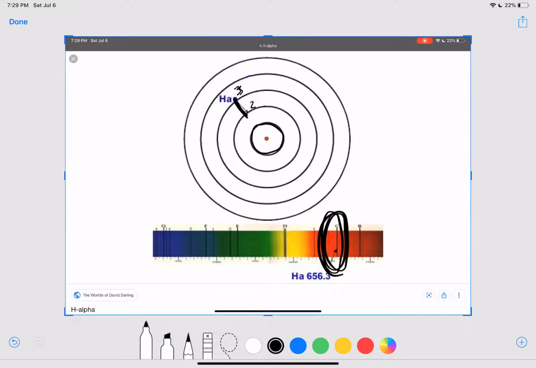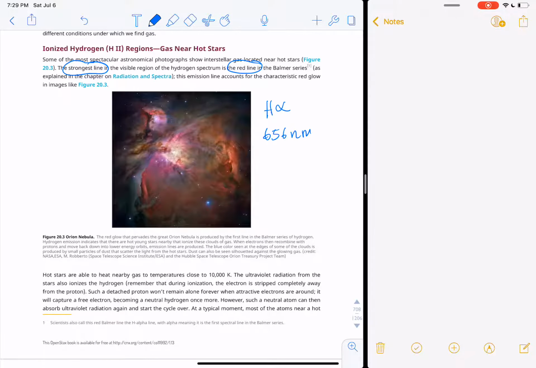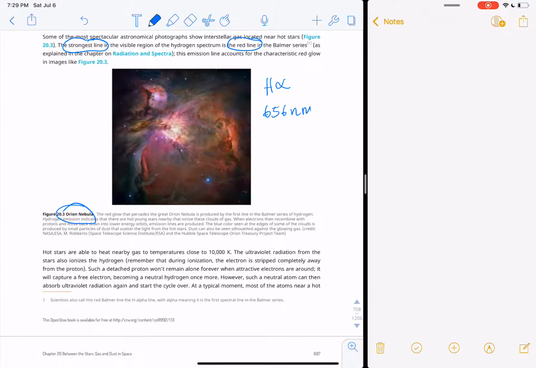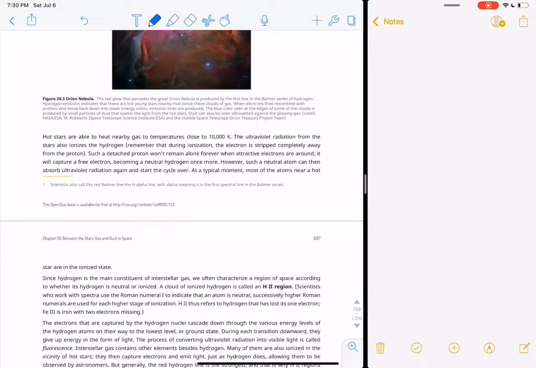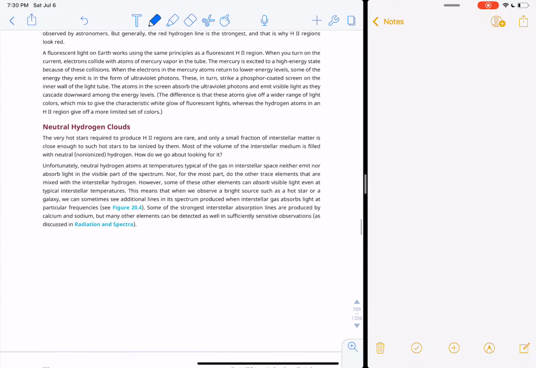That's the brightest line in space. Okay, so this is the Orion Nebula, and a nice picture of it, seeing all the different colors. The red glow in this nebula is that hydrogen line. Continuing on here.